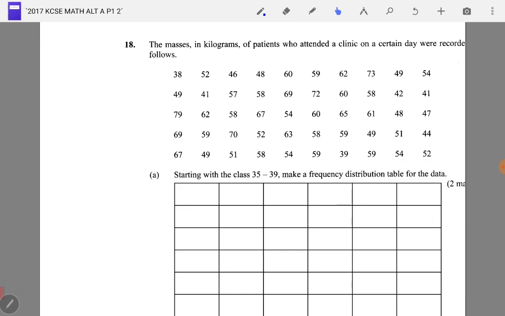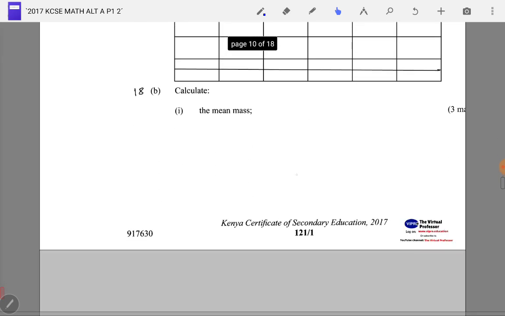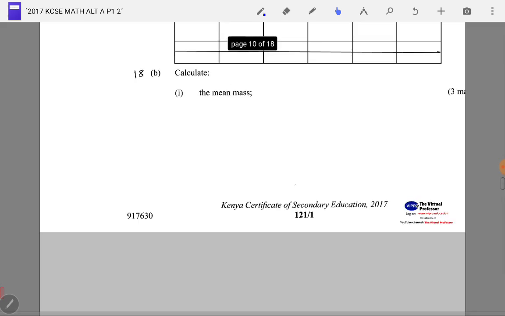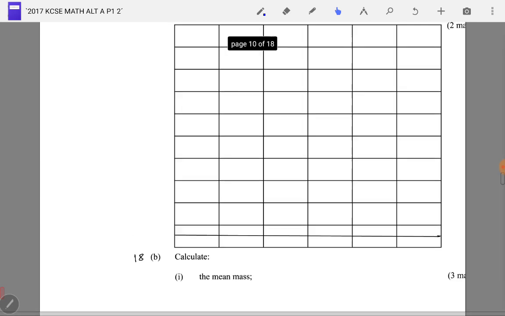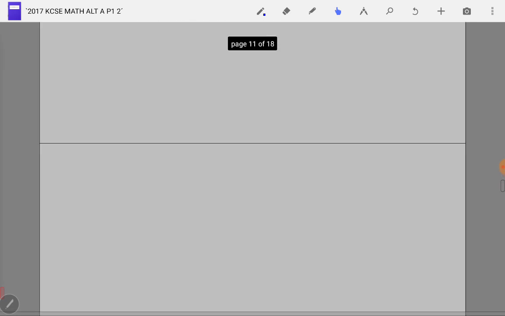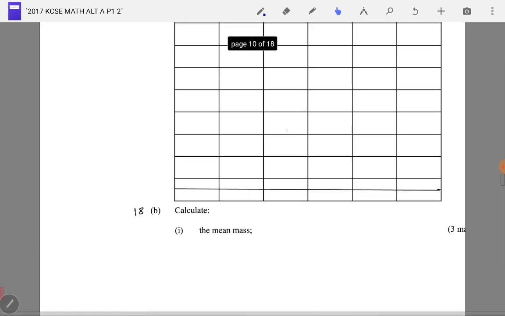First of all, it is very important to peruse through the question so that you make a table which is inclusive of everything. According to this question 18, we are supposed to get the mean and the median. So our table should be inclusive of everything that is required to get the mean from the formula of mean and to get the median from the formula of the median, so that in the questions to follow you will not have to draw another table.